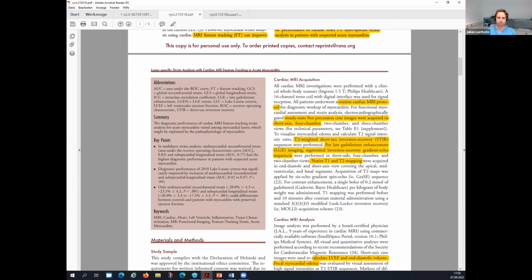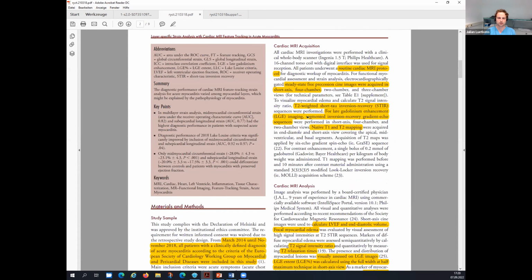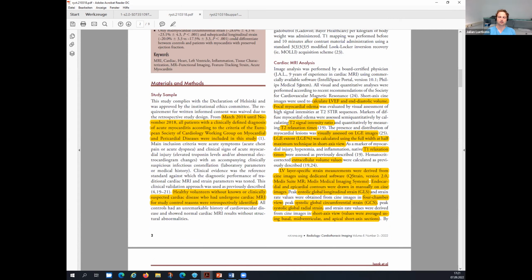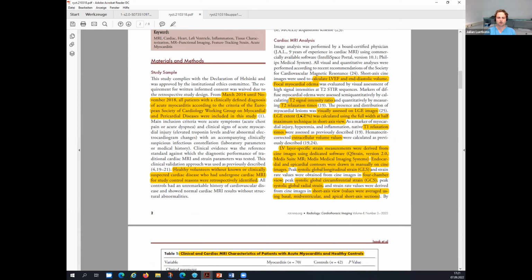So the cardiac MRI protocol was pretty standardized. They all underwent the same MRI protocol, including cine imaging, edema imaging, late gadolinium enhancement imaging, and also myocardial mapping. For analysis, we calculated ejection fraction and diastolic volume, evaluated every parameter recommended in the Lake Louise criteria, and also calculated LGE extent, which was calculated using the full width at half maximum technique.